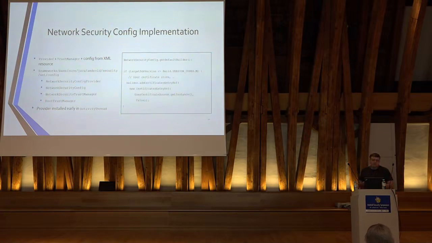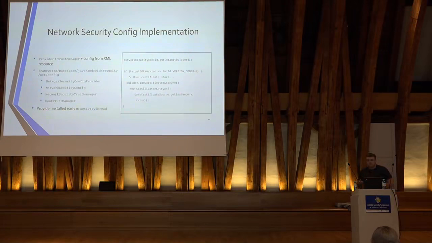How it works: basically, there is a new trust manager and a provider which is initialized from the XML file in your application. There is a so-called root trust manager that implements all of this, and it's installed very early in the activity thread. So when you start an application, one of the first things it does is install this new trust manager. How the code looks is basically like this. This is the important part: if you have anything less than Android M, it will trust the user store. But if you don't, it won't.